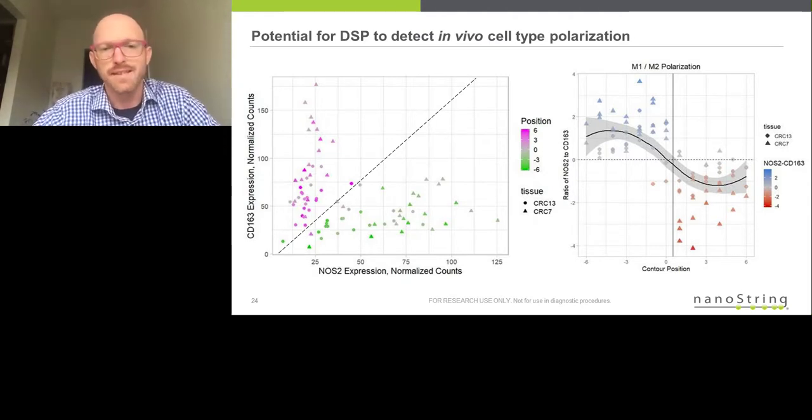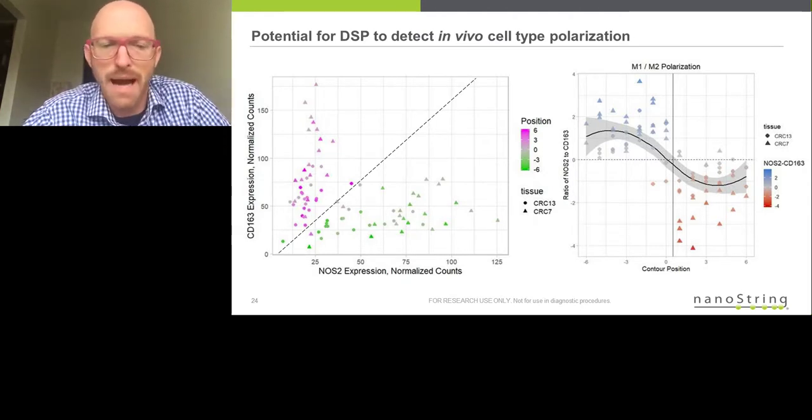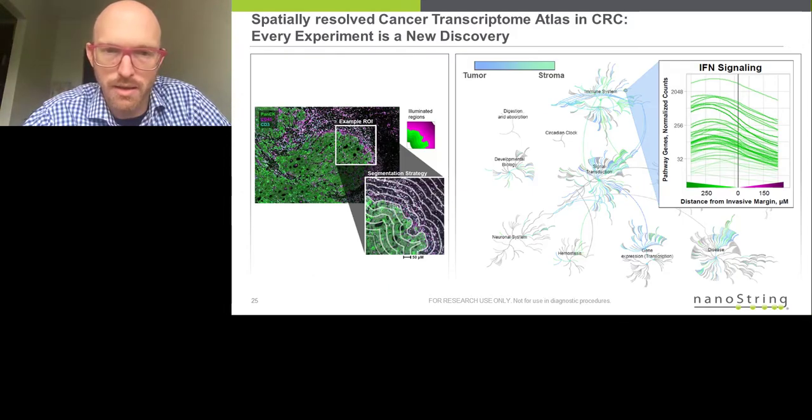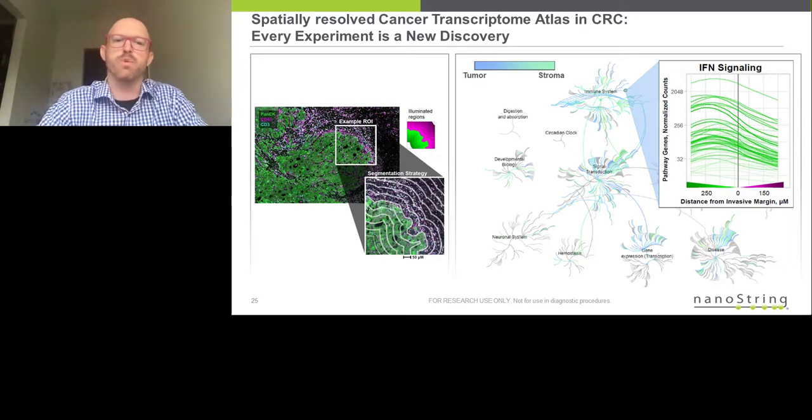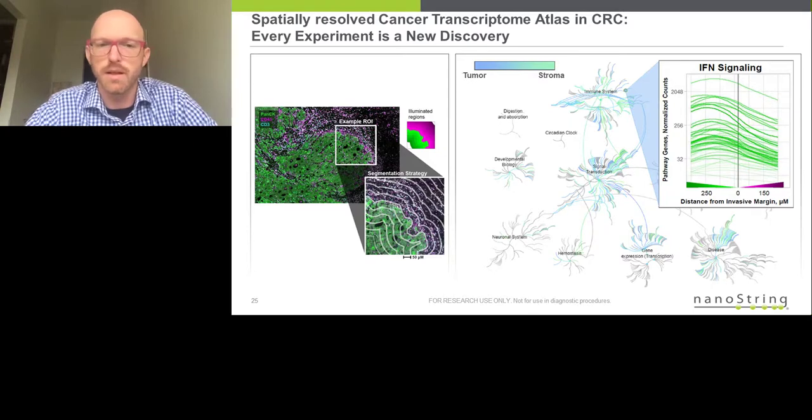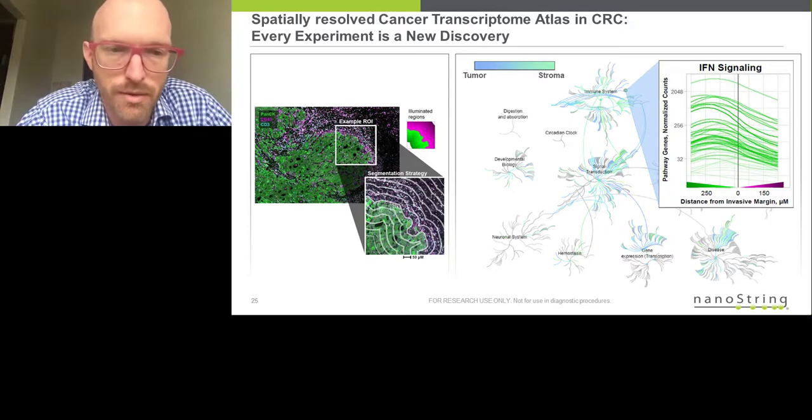And we can also take this data and apply pathway analysis to it. So you can take things like an interferon signaling pathway, and you can basically measure it across the border. And what we're seeing here is we've taken many tumor stroma boundaries across the whole tissue, and each line here maybe could be a different boundary.